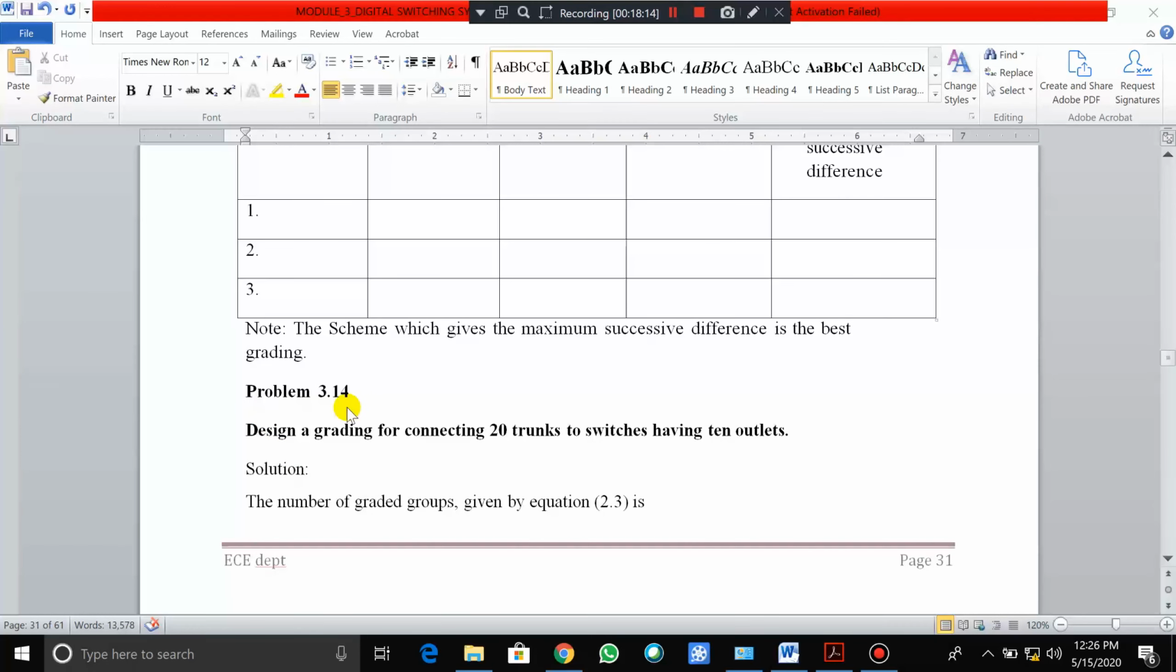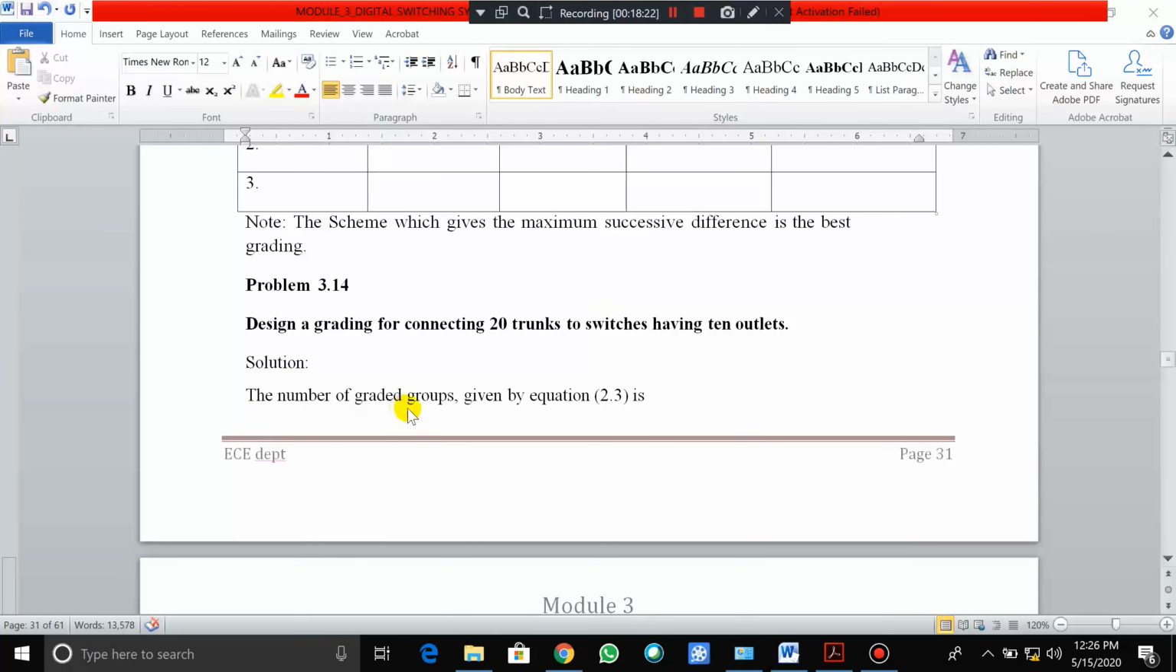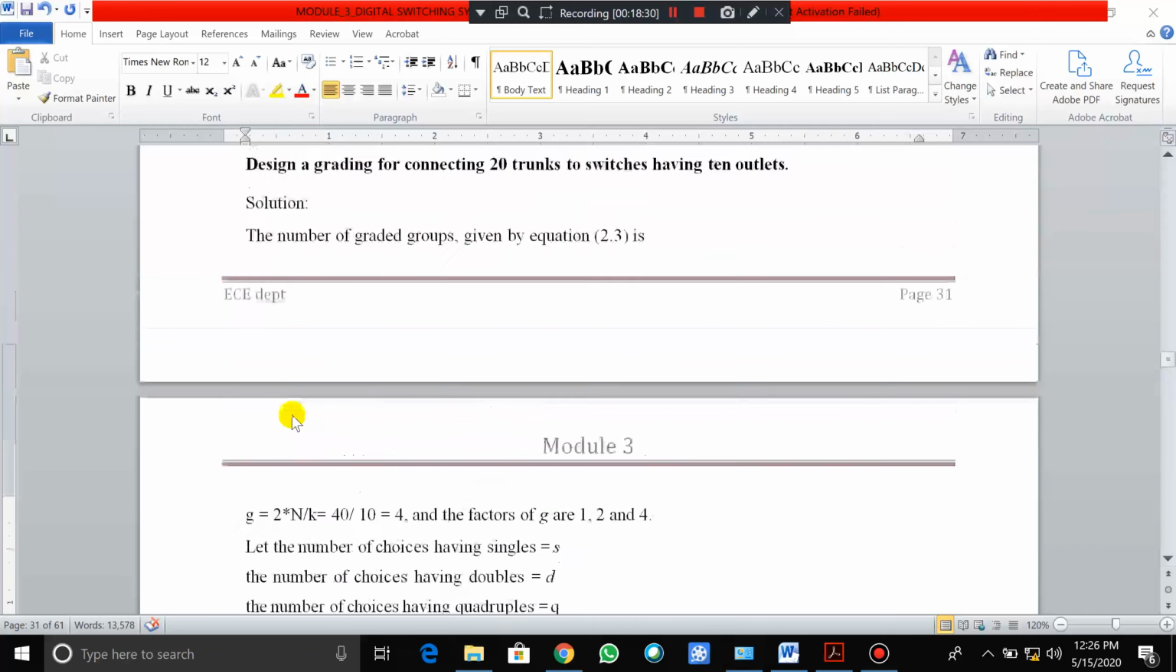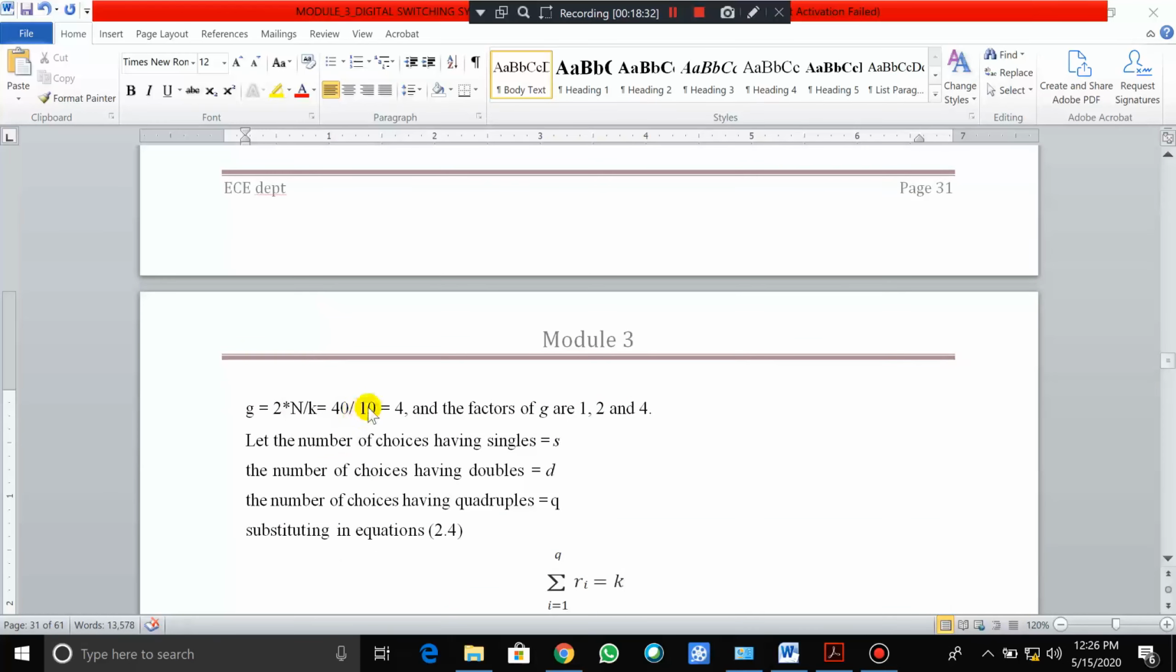So let us take a problem. Design a grading for a connection of 20 trunks to a switch having 10 outlets. Here, the number of graded groups is given by the equation G = 2N/K. So 2 into N, and they have given 20, so it is 40.